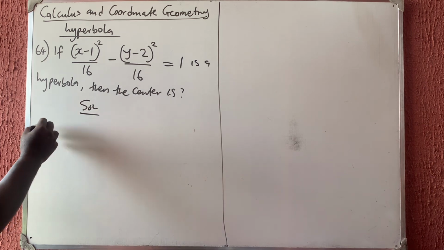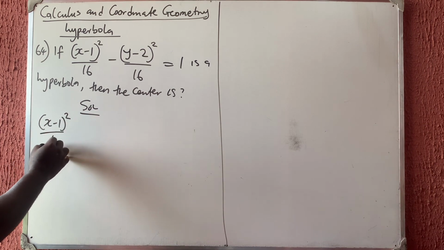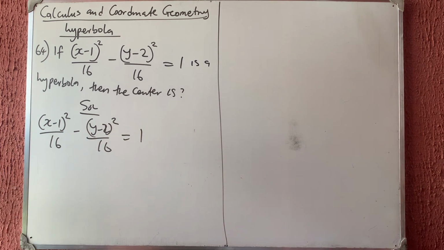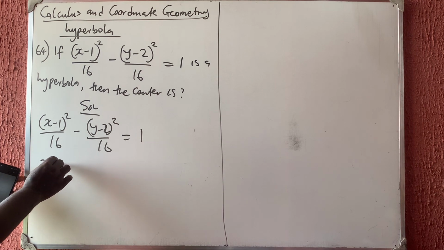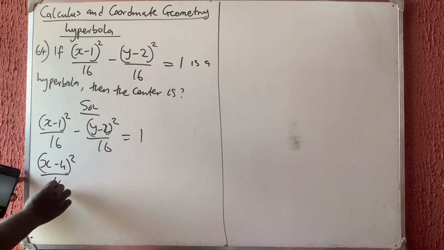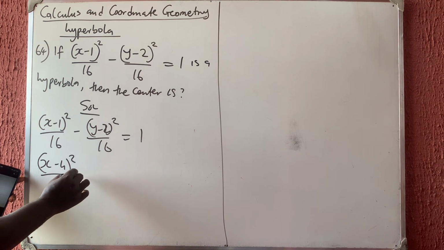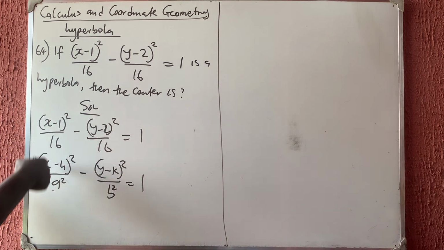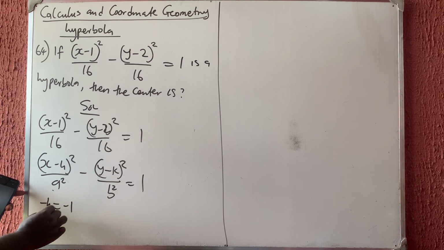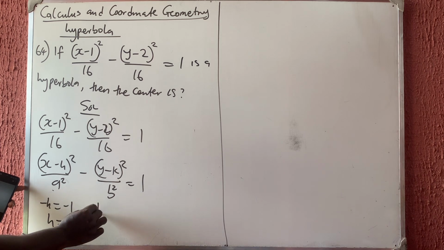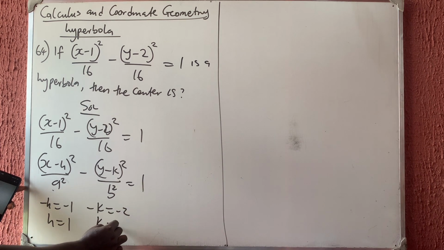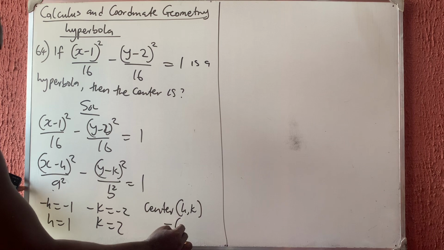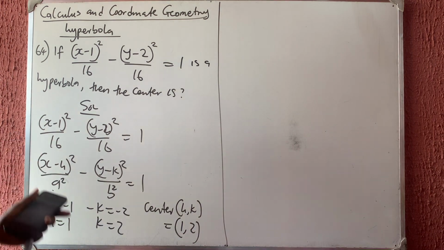Solution. Now, they gave us (x minus 1) all squared over 16 minus (y minus 2) all squared over 16 is equal to 1. We know the hyperbolic equation says that (x minus h) all squared over a squared minus (y minus k) all squared over b squared is equal to 1. Now, if I compare these two, you see that minus h is equal to minus 1, to show that h is equal to 1. And minus k is equal to minus 2, to show that k is equal to 2. So the center, which is (h, k), is equal to (1, 2). Okay, very, very simple. That's the center.